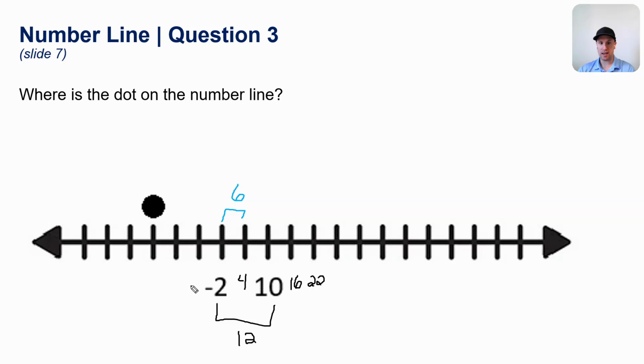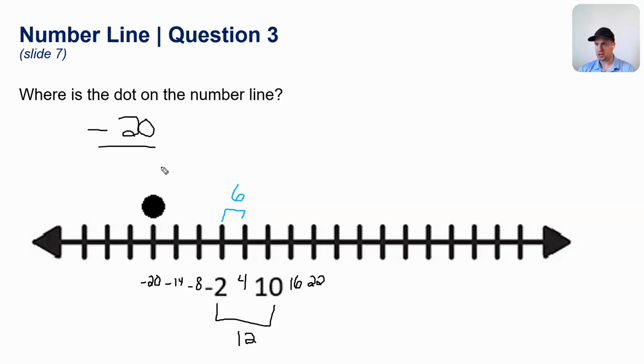Or if I go the other way, we'd have negatives. So down 6 from -2 is -8. Down another 6 is going to be -14. And then down another 6 is going to be -20. Okay? So in this particular number line, my answer is -20.